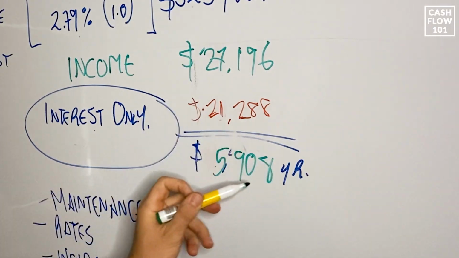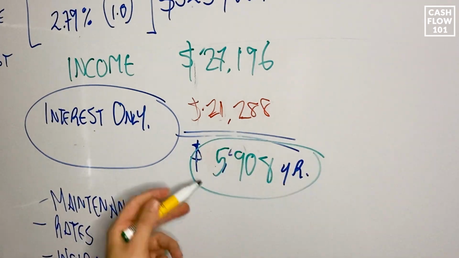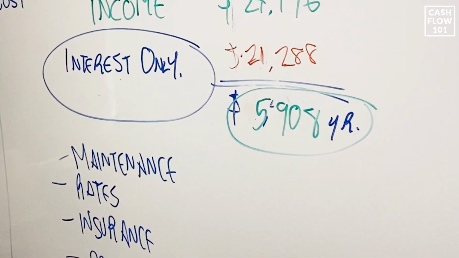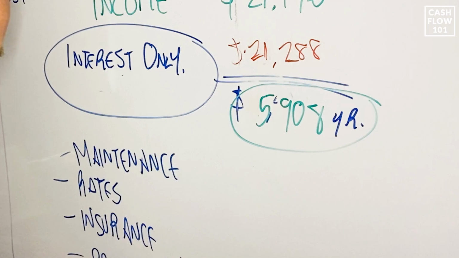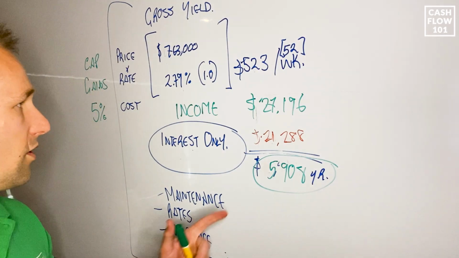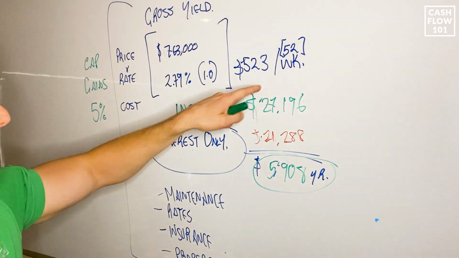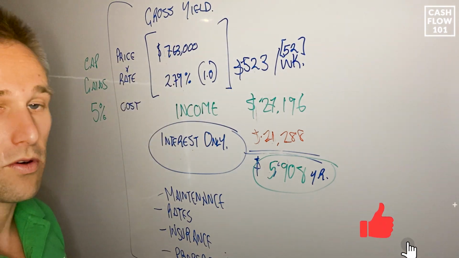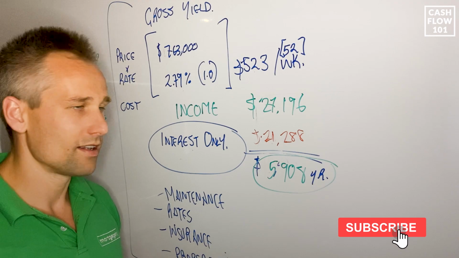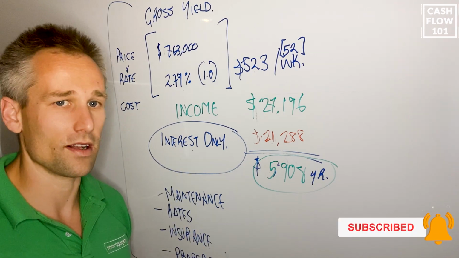So we take those numbers minus cost, and you can see that we have a surplus of $5,908, and that is our gross yield. We have to take these other expenses, maintenance, rates, insurance, property management out. But you can see very high level, very important to know what the rental income is, interest rate, and the total amount, and then you can do numbers. You'll be able to do it in your head pretty quickly once you get the hang of it.